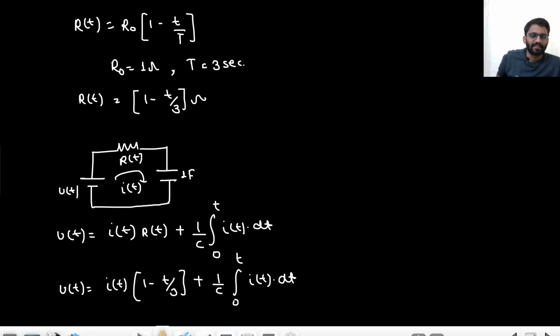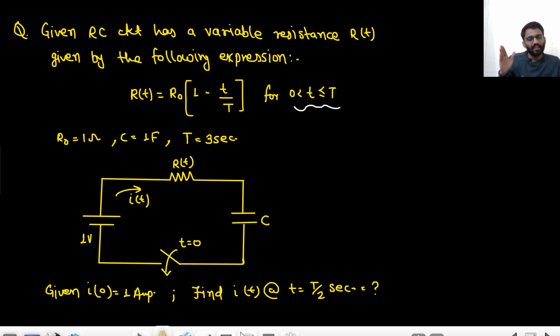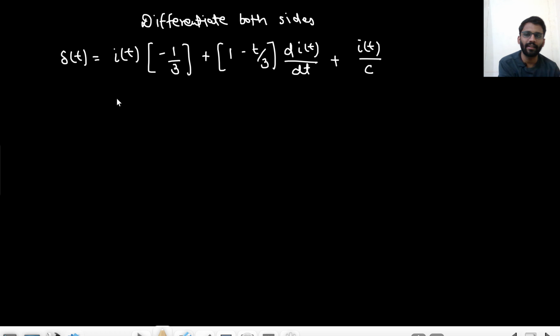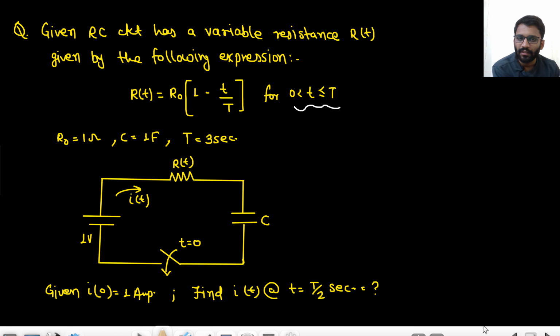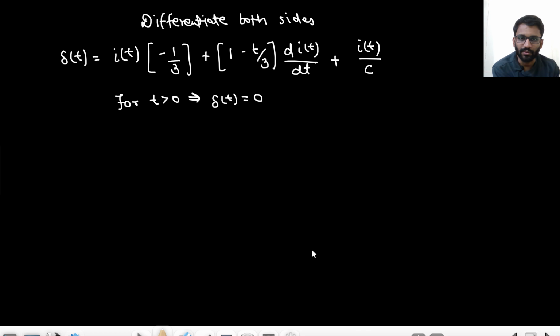Now one thing to notice here is that we are talking for t greater than 0. Here you can see the resistance value is R naught 1 minus t upon capital T, that is for t greater than 0, right? So for t greater than 0 you can take delta t equals 0. For t greater than 0 your delta t can go to 0 only, so I will put this equals to 0. So what will be my equation? What is the value of C? That is 1 farad. So here also I know that C is 1 farad, so this will also be put to 1.